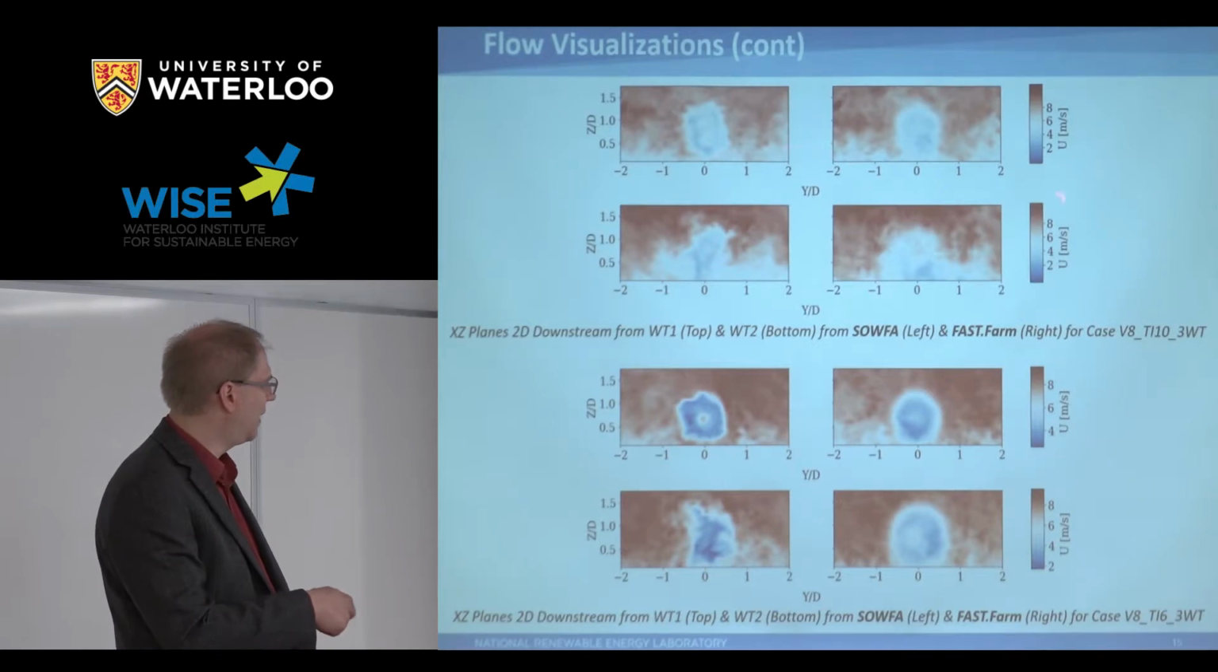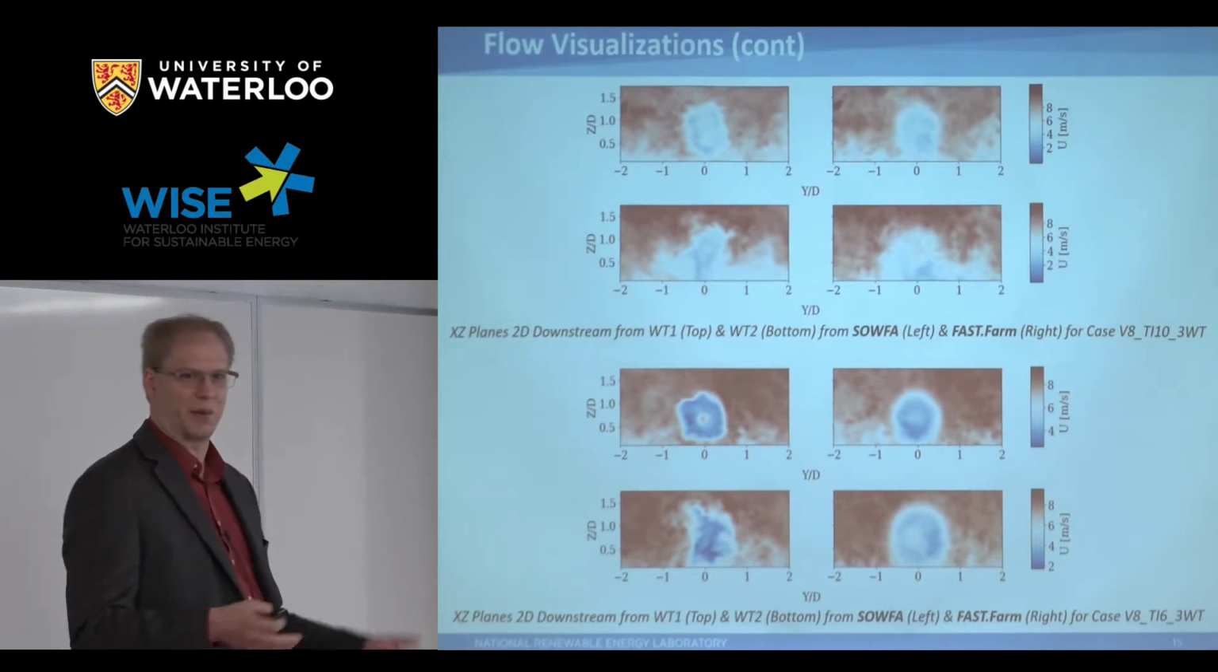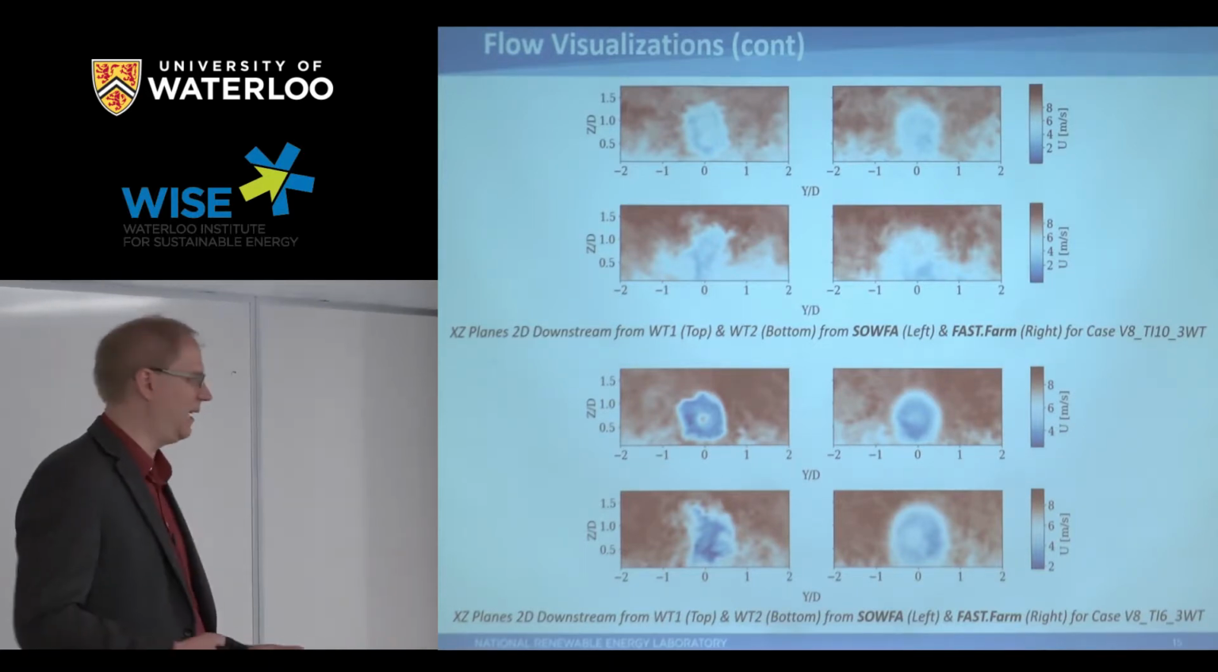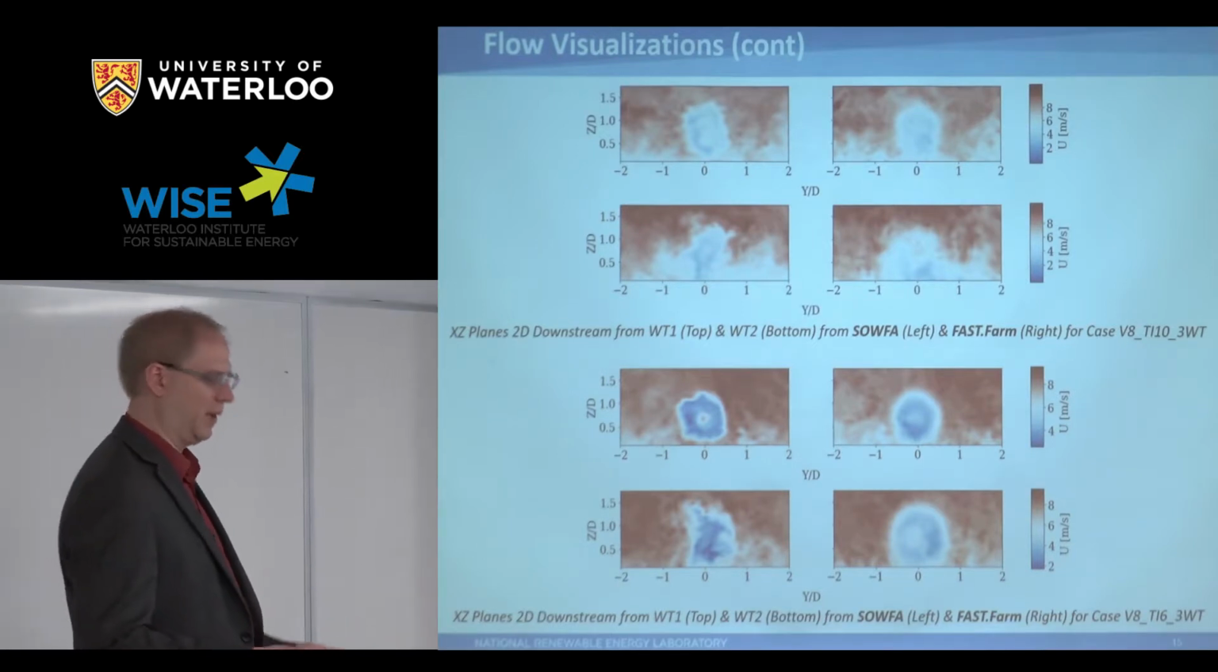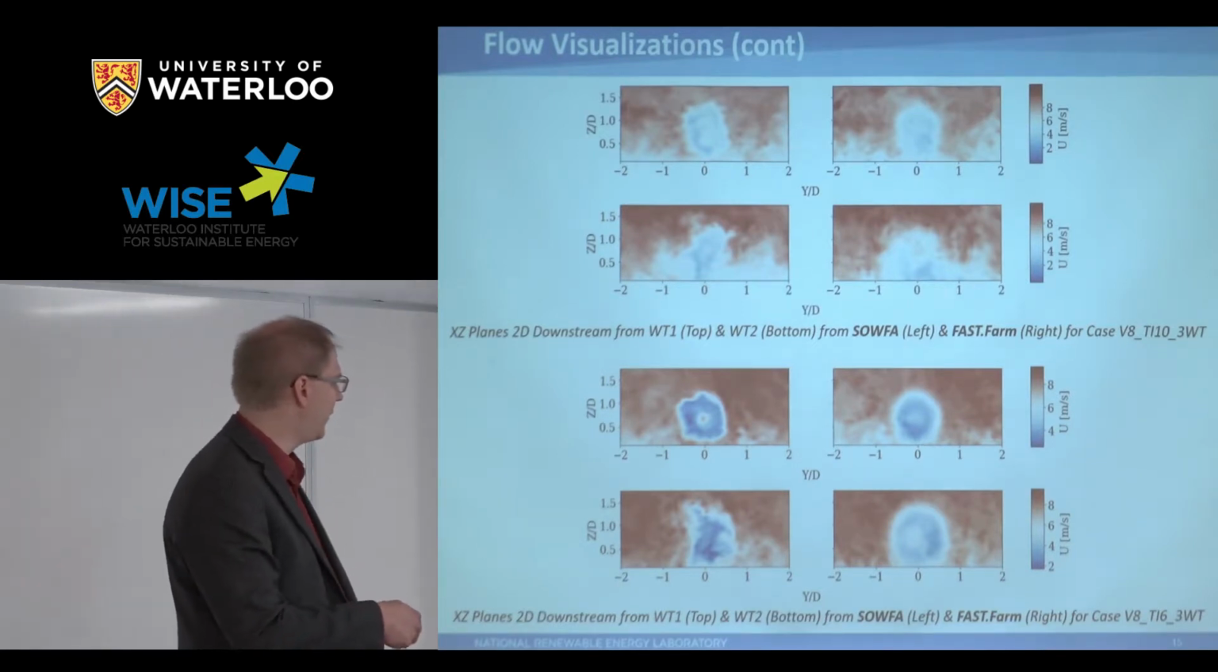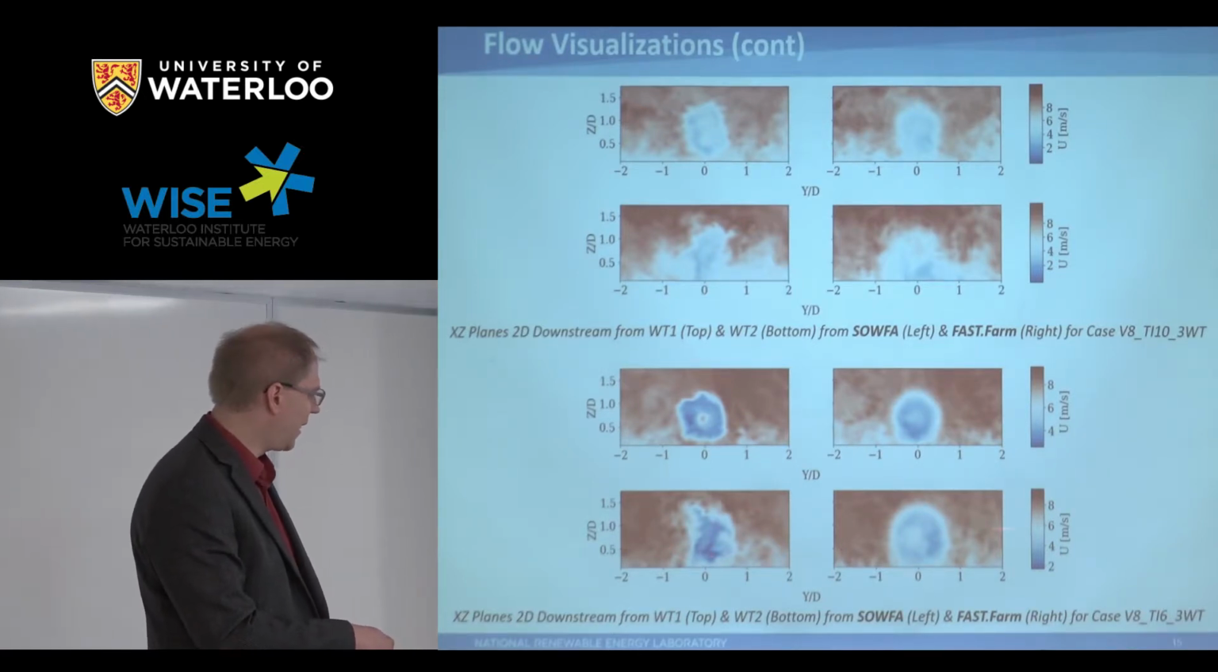So at 10%, it's really hard to distinguish which one's SOWFA and which one's FAST. The higher the TI, the more things are driven by the background flow, and we capture that effect within FAST.Farm. As you get to lower and lower TI, so this is 6% TI, behind the first turbine, it's quite good, but behind the second turbine, what we see here is the wake is much more complicated in SOWFA than it is in FAST.Farm.